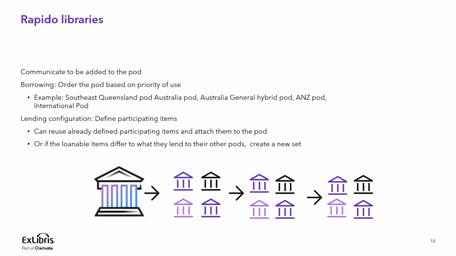So those are the 3 pieces for the Rapido libraries. Order your pods based on priority of use, attach your lendable items, and let us know you want to be in the pod.